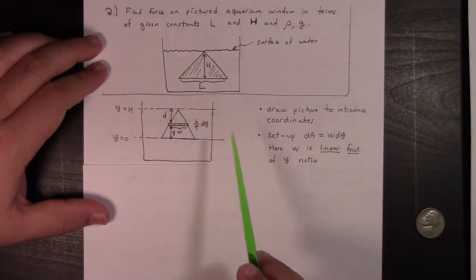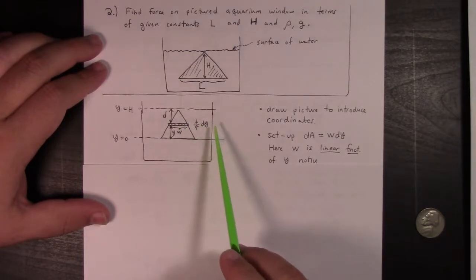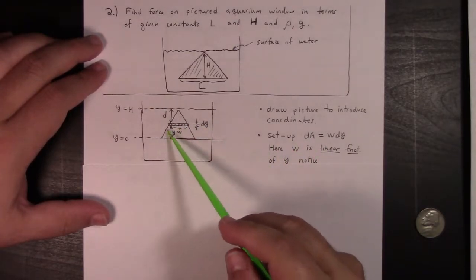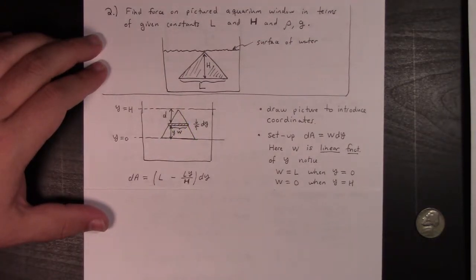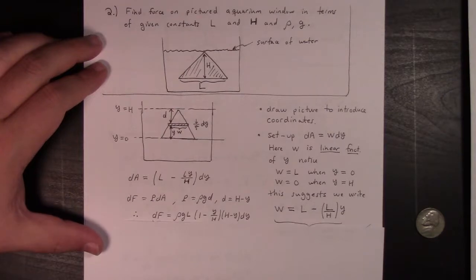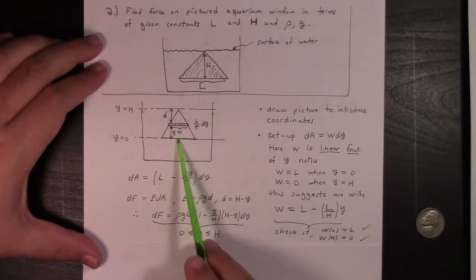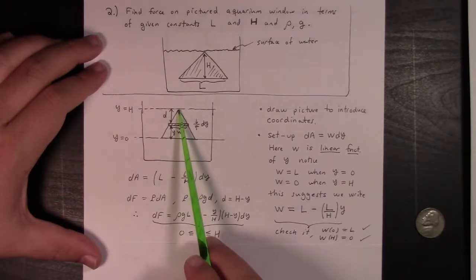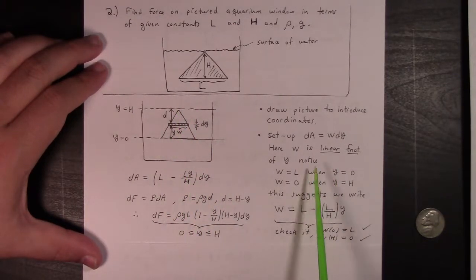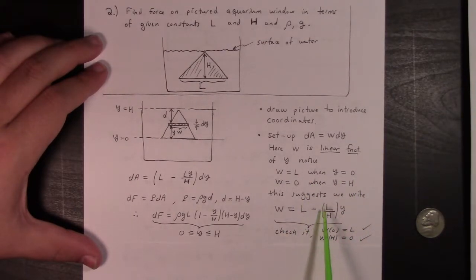And so dA is w dy, whatever this width is. I'm just giving it a label. w dy is the dA. Here w is a linear function of y, because it's a constant slope there. That's pretty clear, since we want w to be equal to L when y equals 0, and we want w to be equal to 0 when y is equal to h. That gives us 2 points on the line, and that suggests that we write w is equal to L minus L over h times y.